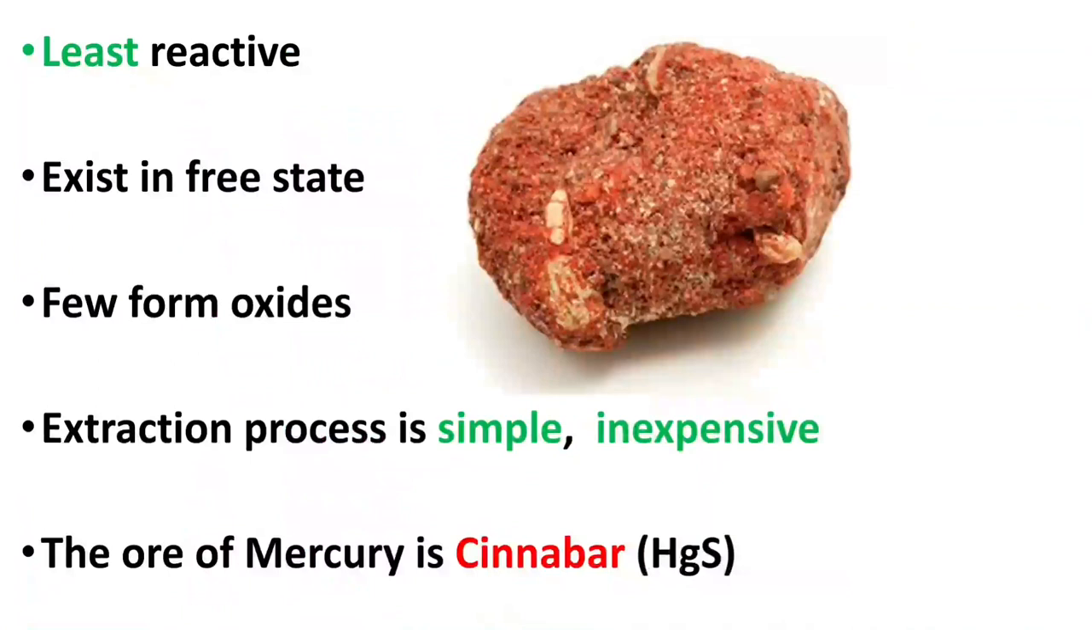Because they are less reactive, their extraction process is very simple and very inexpensive. Now we have to treat one example, the ore of mercury. The ore of mercury is called cinnabar, and its formula is HgS. This is the figure of the ore cinnabar.